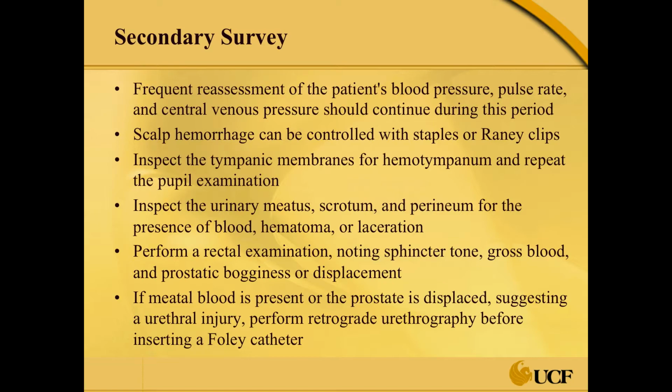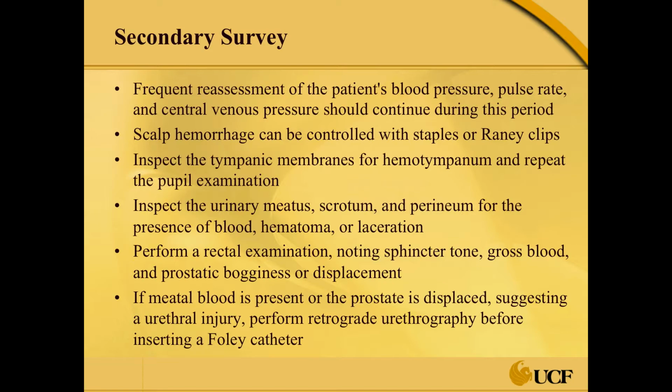Secondary survey is reassessment. So reassessment of blood pressure, pulse rate, vital signs, and central venous pressure should all continue during that period. We're going to control hemorrhaging with either staples or Raney clips. We're going to inspect the tympanic membrane for hemotympanum and repeat the pupil exam. Inspect the urinary meatus, scrotum, and perineum for blood, hematomas, and lacerations. Perform a rectal exam for sphincter tone, gross blood, and prostatic bogginess or even displacement.